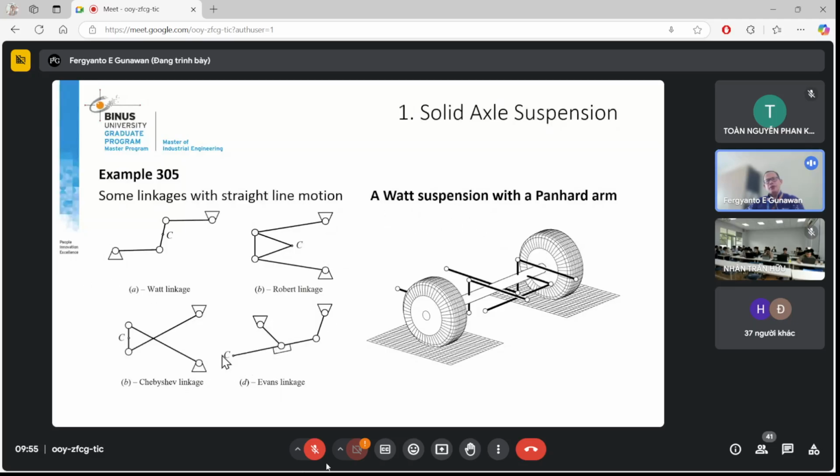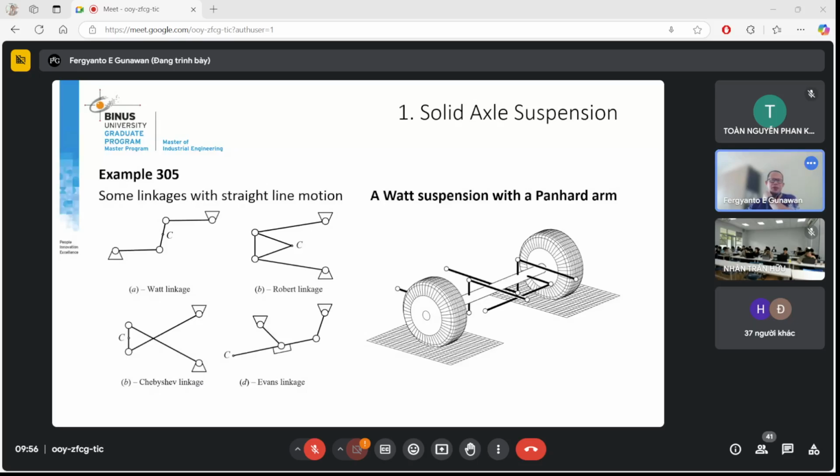This is a Watt suspension. This one is the Watt suspension, added with a Panhard arm. You already understand this Panhard arm is introduced to prevent the movement in lateral directions, and the Watt suspension will prevent the movement in longitudinal directions and allow only this axle to move in vertical directions.